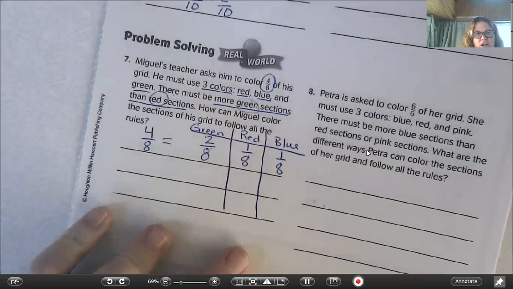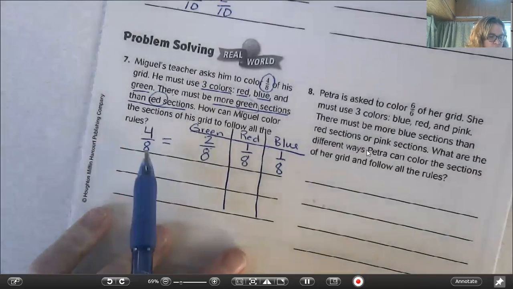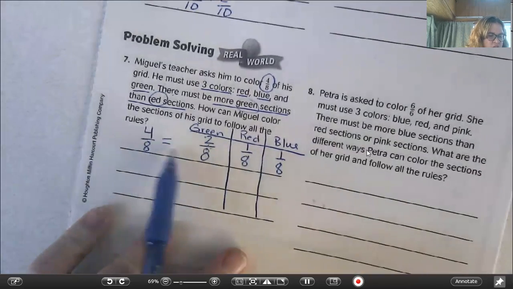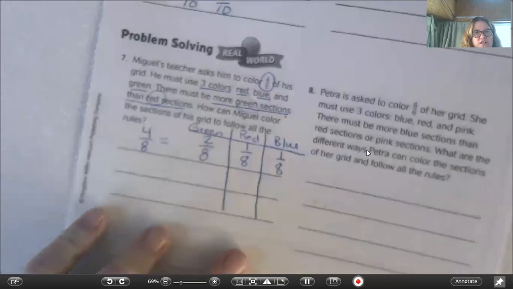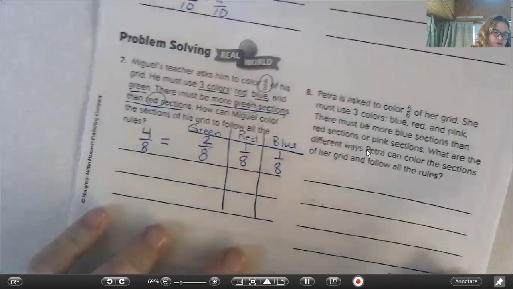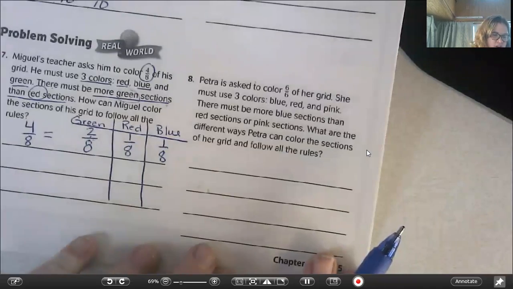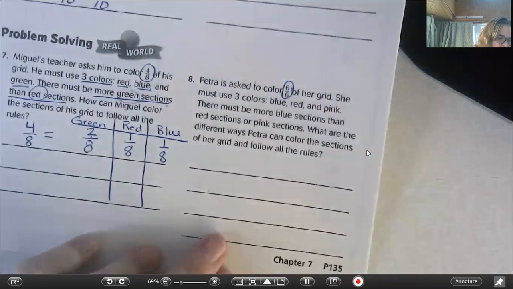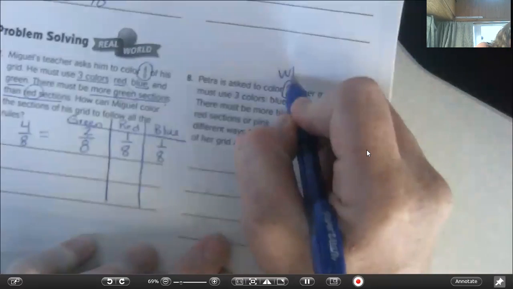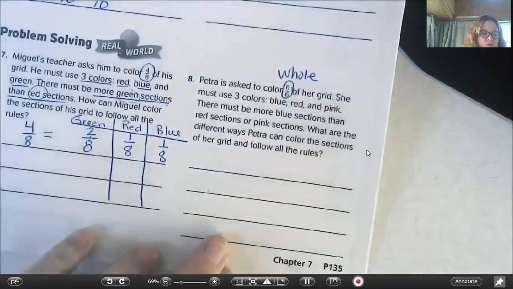So a lot of times using a chart to outline and make sure that you're getting all the details in your word problem is very important. Let's look at number 8. Oh, we have a whole here. We have a 6/6. Petra is asked to color 6/6 of her grid. So this is the whole grid.